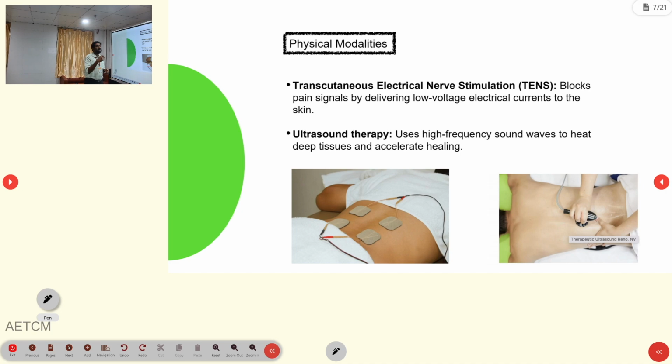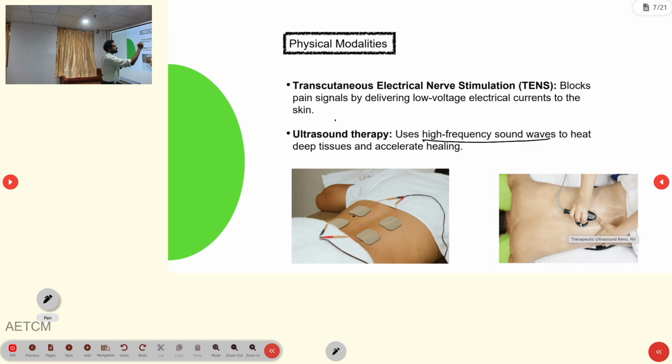So for giving heat to deeper tissues, we have to resort to diathermy or modalities like ultrasound therapy, which uses high frequency sound waves to heat deeper tissues as well as accelerating healing. Then we have another method called transcutaneous electrical nerve stimulation, where low voltage electrical current is given over the skin. The electrical current will stimulate the nerves, and based on the gate theory, this will result in decreasing the conduction of pain signals to the brain.